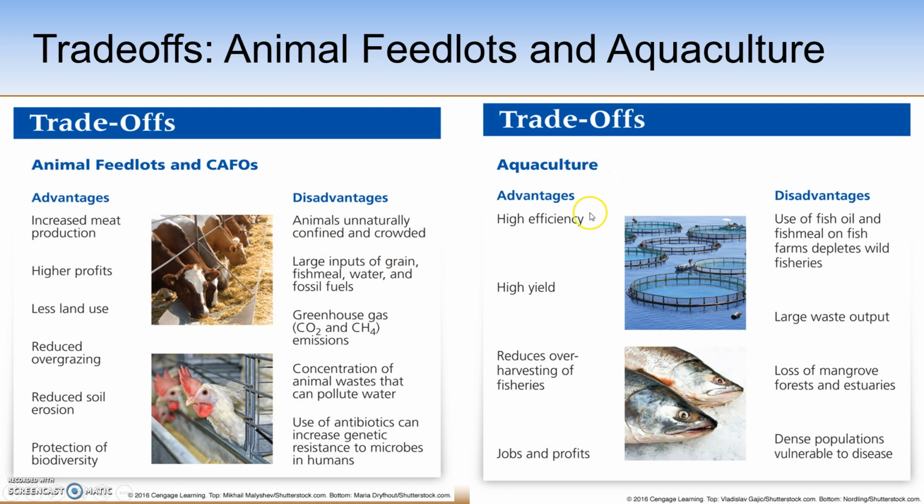Trade-offs for aquaculture: advantages are high efficiency, high yield, and reduced overharvesting of fisheries. And there's employment and jobs and profits as well. Disadvantages are that use of fish oil and fish meal on fish farms depletes wild fisheries. Also, there's a large waste output from having so many fish confined in such a small area. And we're finding that these dense populations of fish are vulnerable to disease.